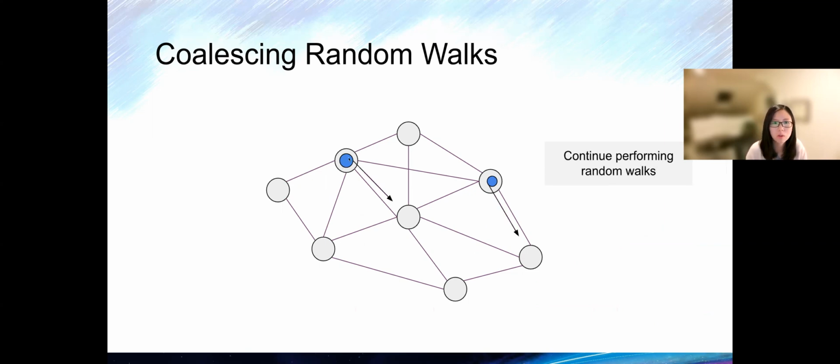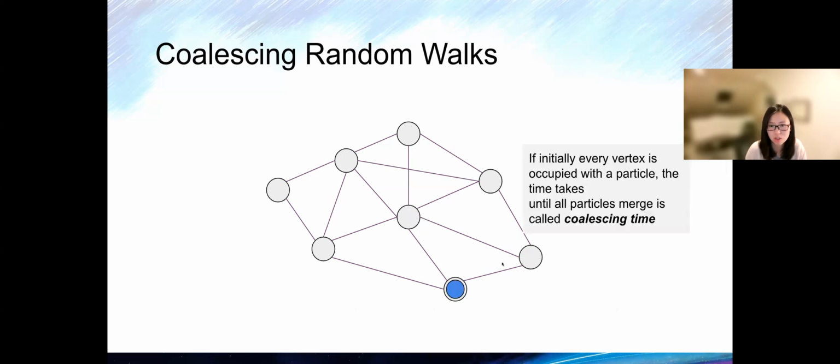From there, again, these 2 surviving particles make independent random walks, and they happen to choose the same vertex to visit. Then they unite into one. So in general, if initially every vertex is occupied with a particle, then the time it takes until all the particles merge into one is called the coalescing time. And we use that in our work.